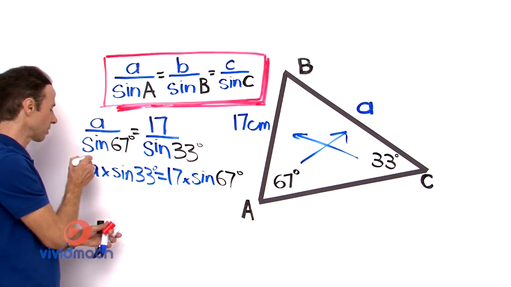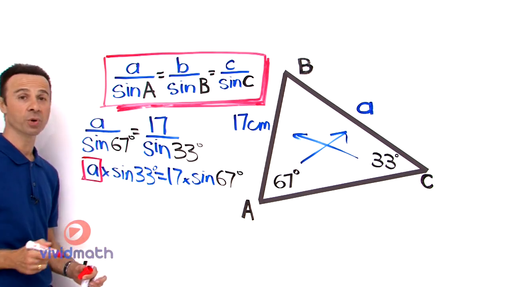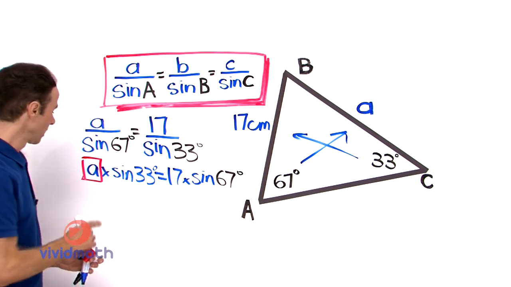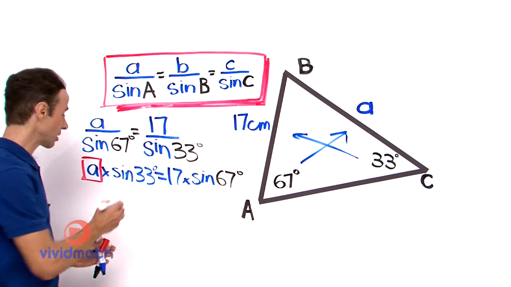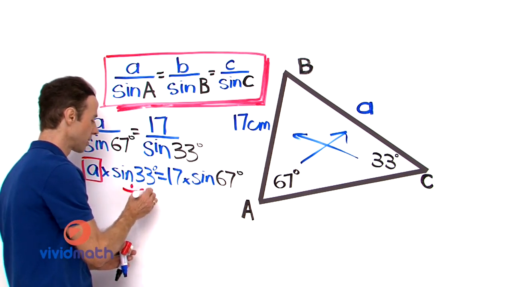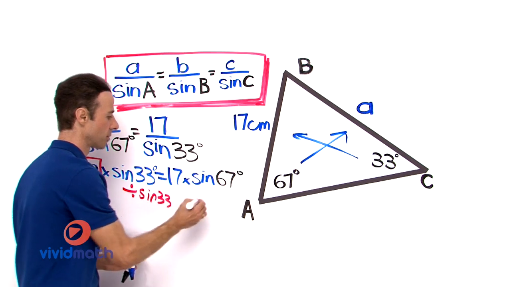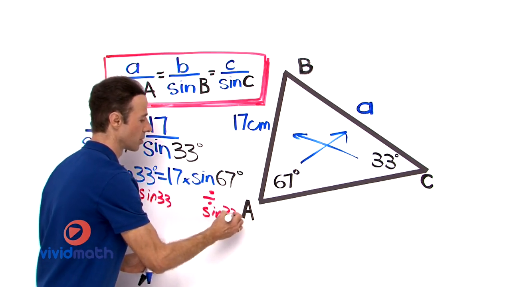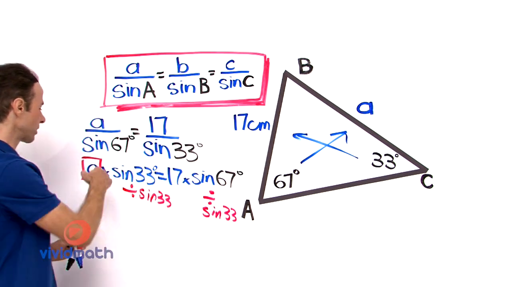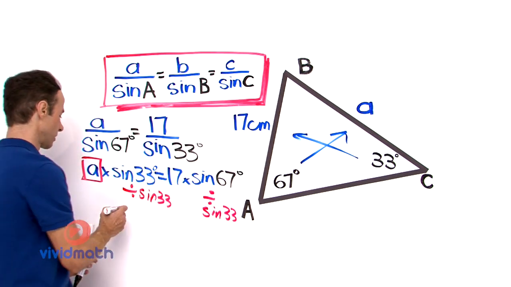Okay, what I'd like to do here is get this A by itself. Let me just mark that out. That's our missing pronumeral. Let's get that by itself. So we're going to divide both sides by sine 33. So let's do that. Divide by sine 33, okay, so that's going to yield A as the subject.